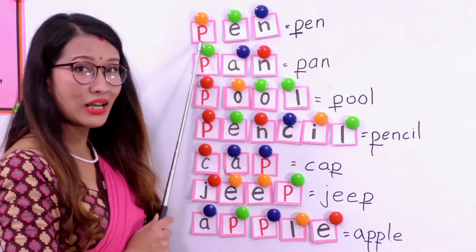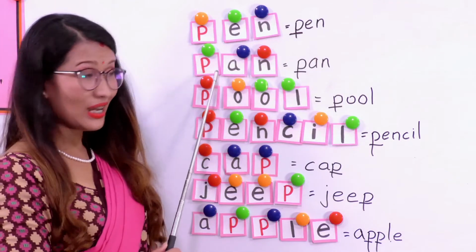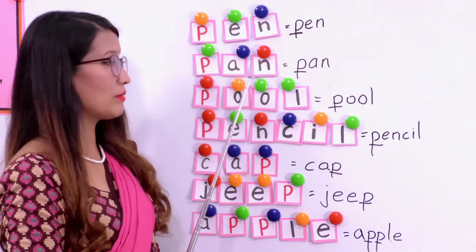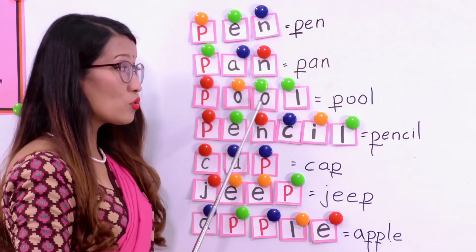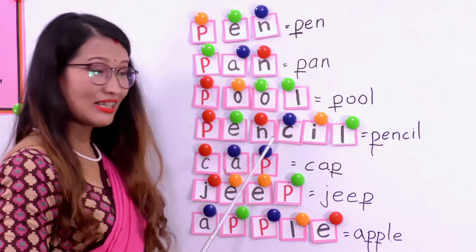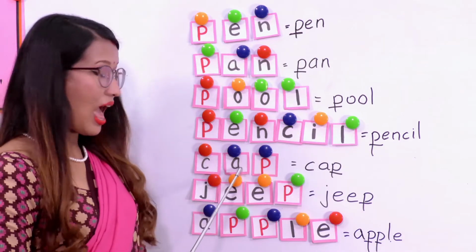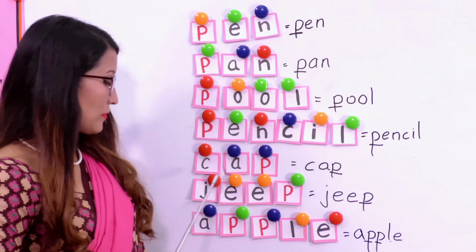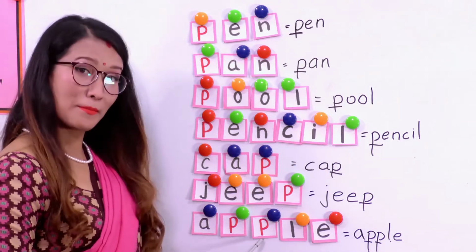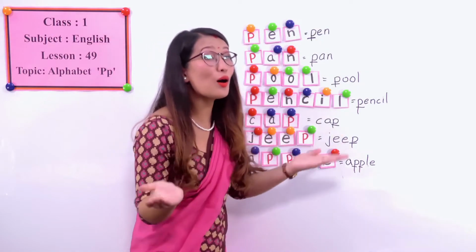Okay, one more time. P. A. N. Pen. P. A. N. Pan. You say? Good. Say after me, okay? P. U. L. Pool. Good. P. A. N. C. Pencil. K-a-p, cap. J-e-p, jeep. A-p-p-l-e, apple. Good. Excellent. Wow. You all did a great job.